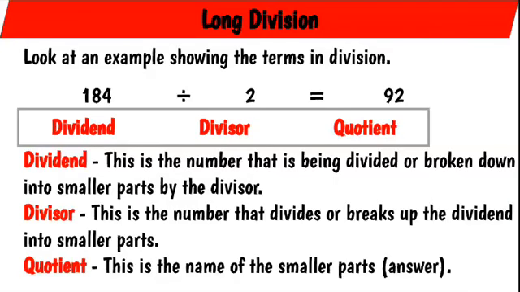Dividend. This is the number that is being divided or broken down into smaller parts by the divisor. The divisor, this is the number that divides or breaks up the dividend into smaller parts. Quotient, this is the name of the smaller parts.